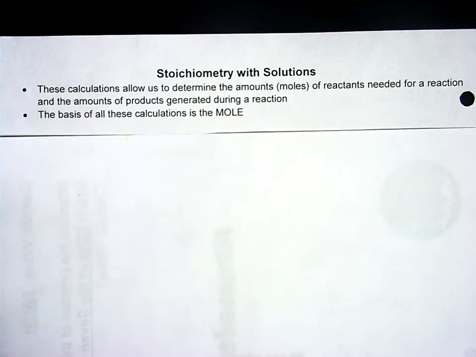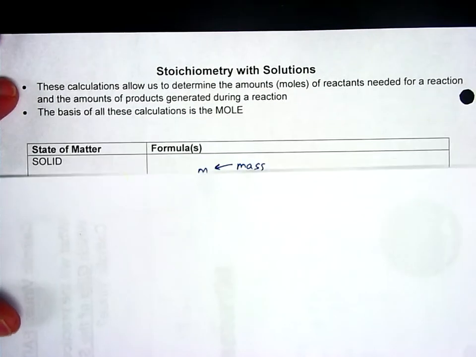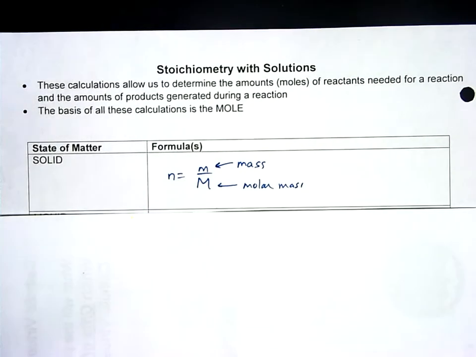Okay, if we read along here, it says these calculations allow us to determine the amounts in moles of reactants needed for a reaction and the amounts of products generated during the reaction. And the base of all these calculations is the mole. So in general, what we've looked at mainly have been solids. And when we've looked at solids, we've really only used one formula, which is the molar mass formula: moles is equal to mass over molar mass. Okay? And that's really all that we can use for solids.